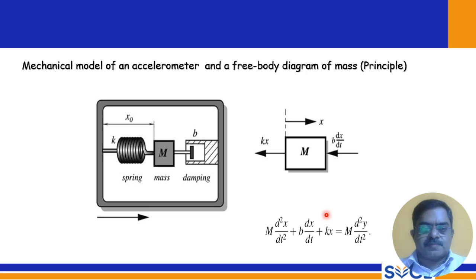So this is the mechanical model of an accelerometer and a free body diagram of the mass. It is by principle a spring mass damper system. K is the spring, x is the displacement of the mass, and this is the damper, and this is the governing equation. It is a second order differential equation: M d square x by dt square plus b dx by dt plus kx equals m d square y by dt square. So this is a second order differential equation for this model.